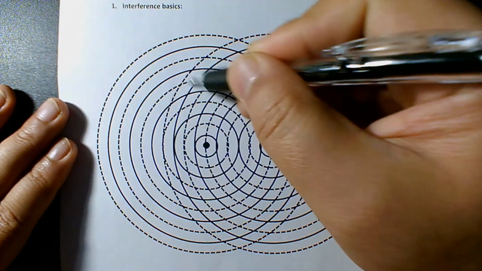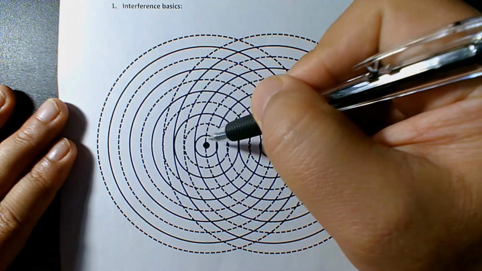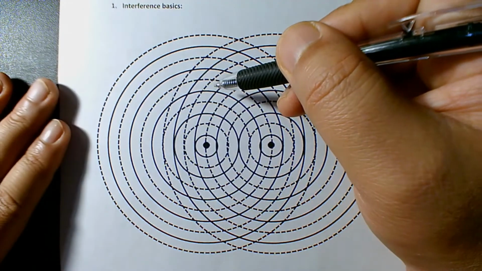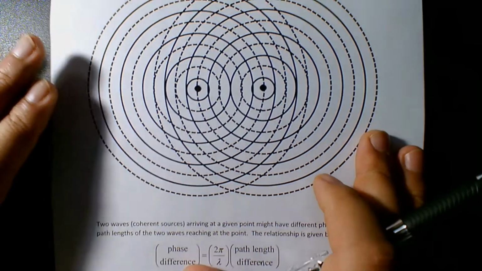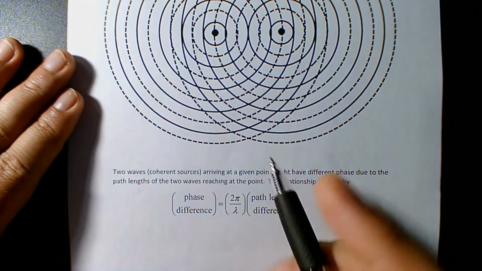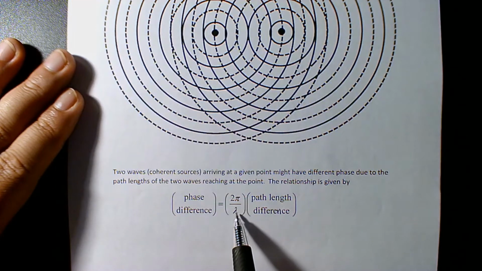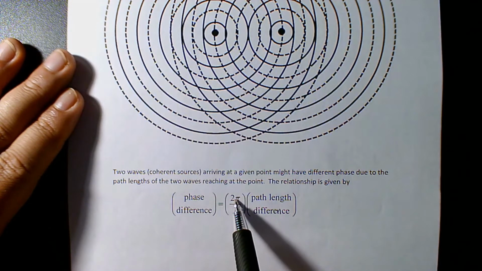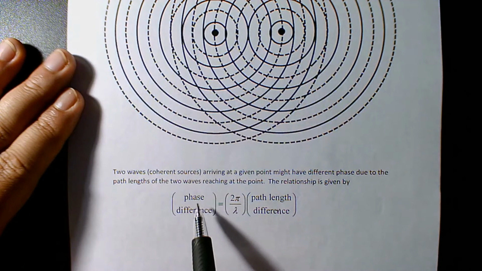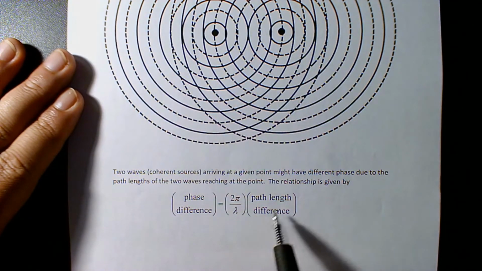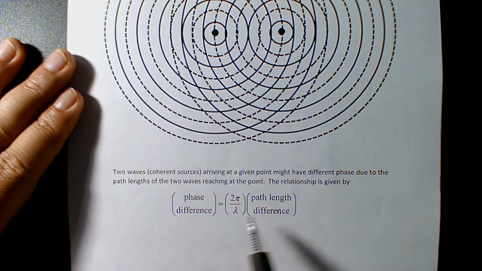But the main idea is, the two waves travel out with the same phase, but they have to travel different distances. This path difference brings a phase difference. And what's the relationship between path difference and phase difference? This is the relationship. Since lambda is a full cycle, lambda will bring a 2 pi phase shift. In general, the phase difference between two waves is 2 pi over lambda times the path difference. That's how you calculate it.